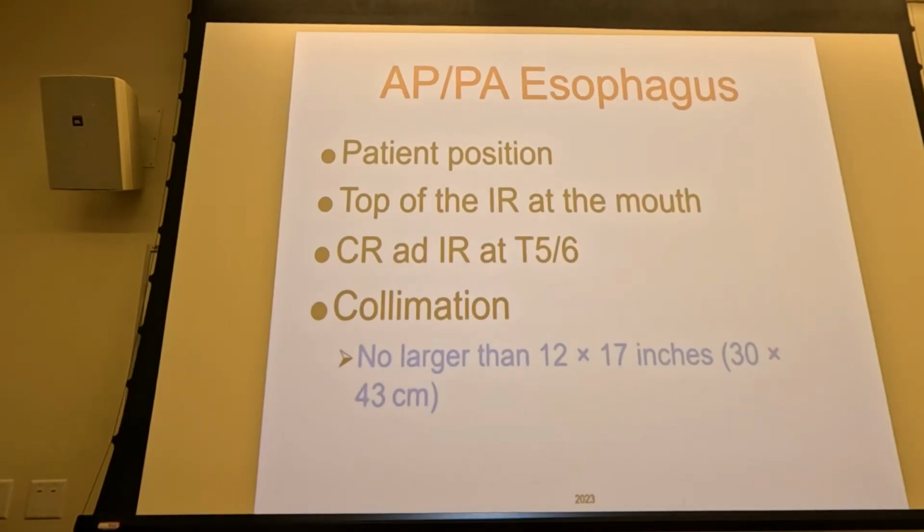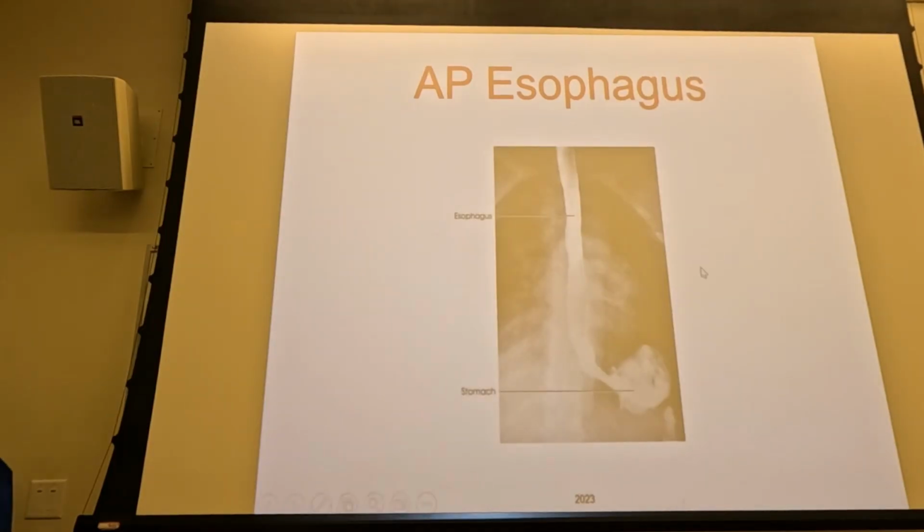All right, so CR is going to be about T5, T6, and the top of the image receptor at the mouth, patient either prone or supine, and collimation is going to be about 12 by 17. You don't want to collimate in too tightly because, again, you've got that divergence, especially on the lower end. You don't want to collimate just like you would on an AP T-spine, because you might clip the lower end of the esophagus. So it looks like that.